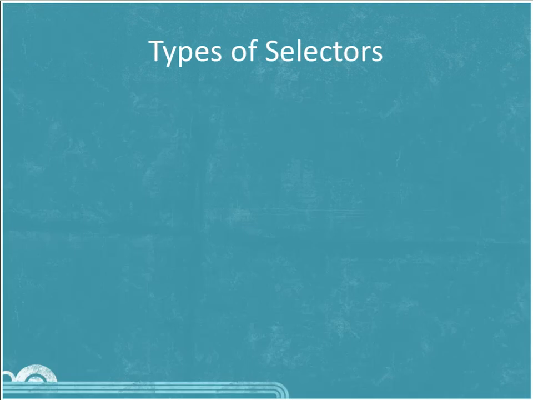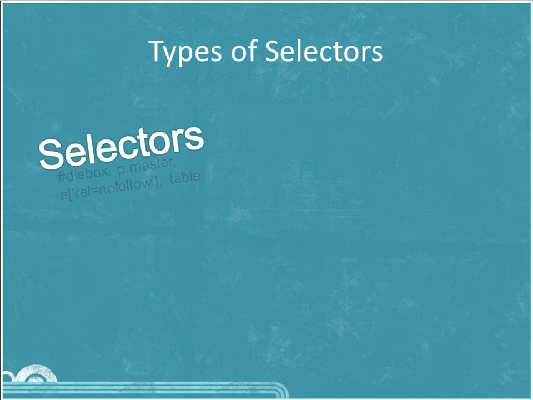So there's various types of selectors. We've got just regular old selectors. Some examples of those are our ID selector, which we've looked at, our element or class selector. We have here an element selector with some attribute filters on it, and then another element selector, our table.